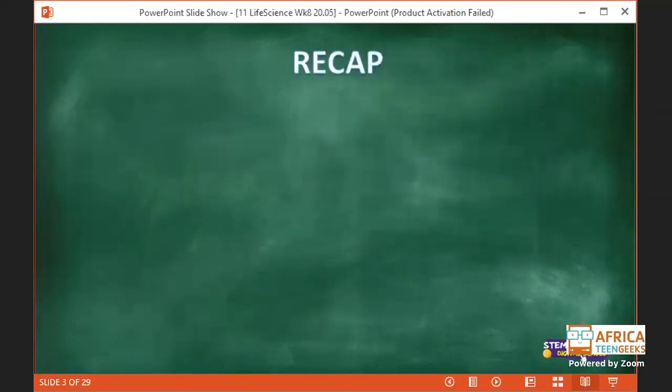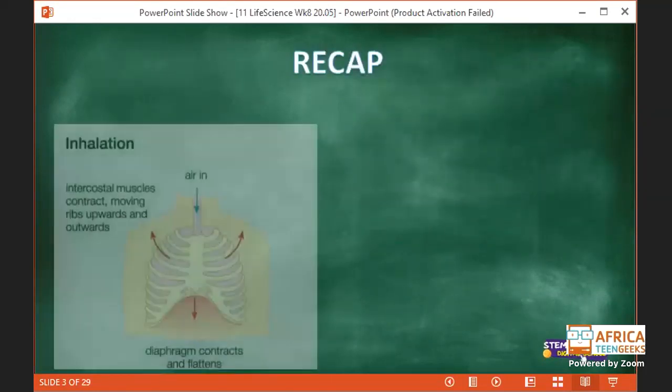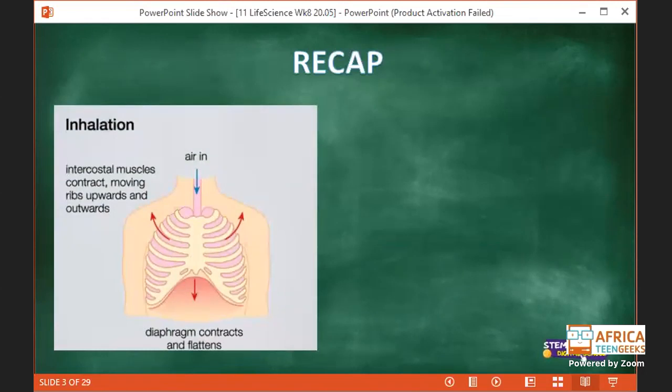Let's do a quick recap. We looked at inhalation. Remember, in inhalation the diaphragm contracts and becomes flattened. The volume of the thoracic cavity increases and pressure decreases. The external intercostal muscles contract and the rib cage is lifted. The atmospheric pressure is greater than the pressure in the lungs, causing air to be drawn into our lungs.